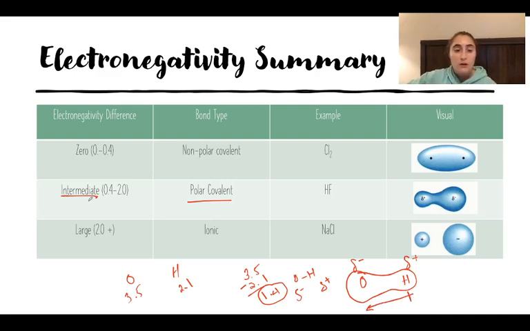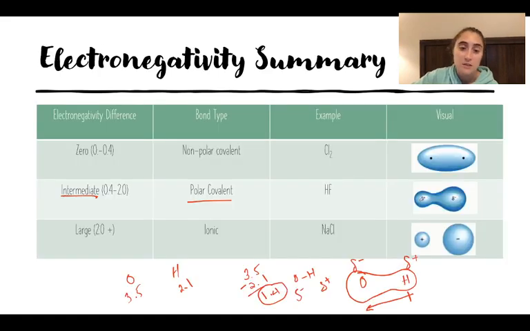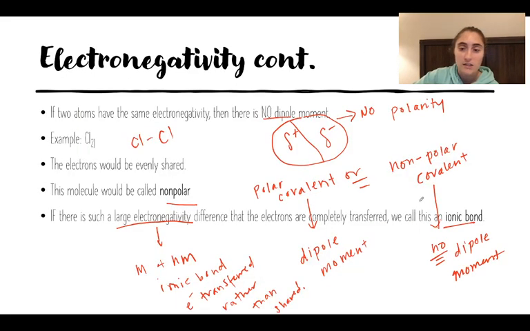So your first step is going to be to calculate the electronegativity difference and determine what bond type we might be seeing. So that's what you're going to do here. You're going to identify the type of bond that forms between each pair of atoms as either polar covalent, nonpolar covalent, or ionic. And here are your three options. Your hint here is to reference the electronegativities periodic table and electronegativity summary chart to make your determinations. This is your summary chart, and this is your periodic table.